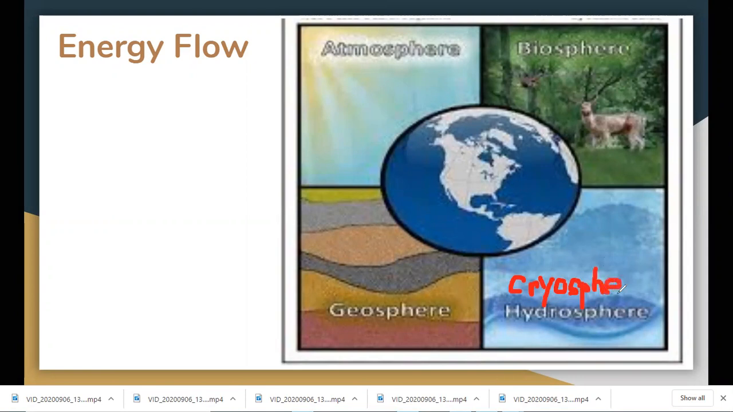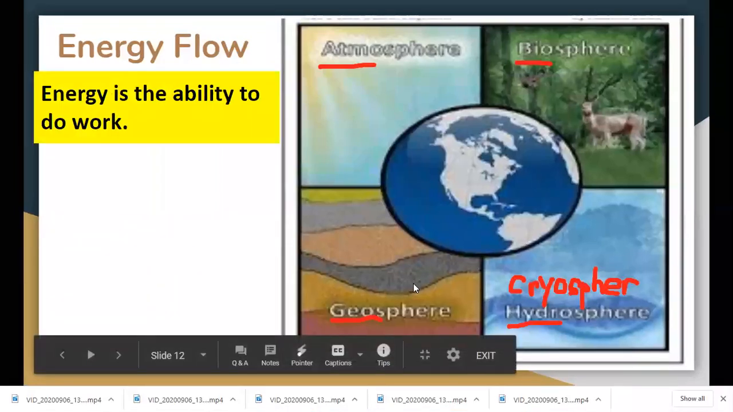So a sphere is a cycle when you're talking about these 4 types of spheres. So the atmosphere is a cycle of gases. The geosphere is a cycle of rocks and metal. The hydrosphere is a cycle of water, and the biosphere is a cycle of living things. So all of these cycles could not happen without the flow of energy.